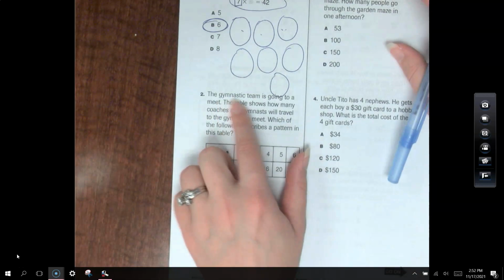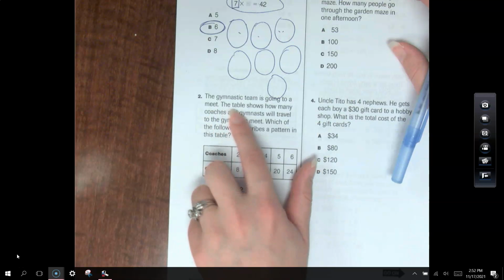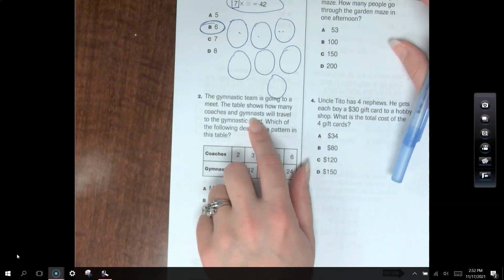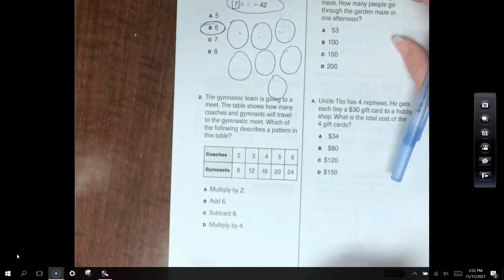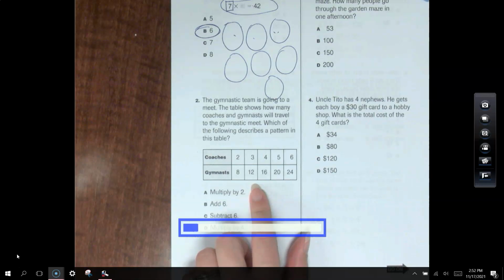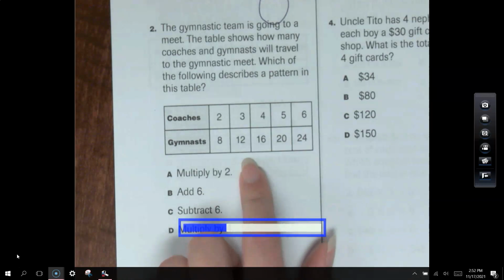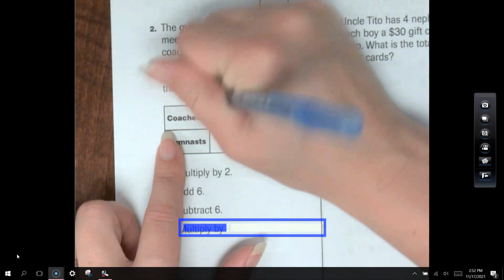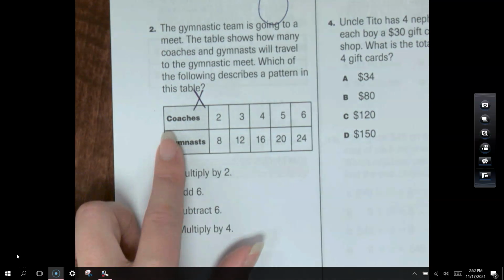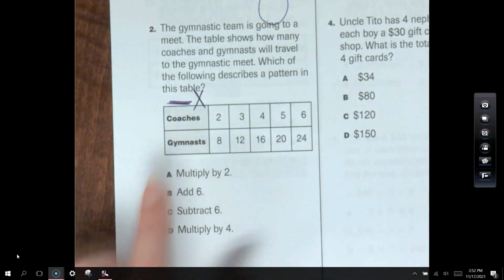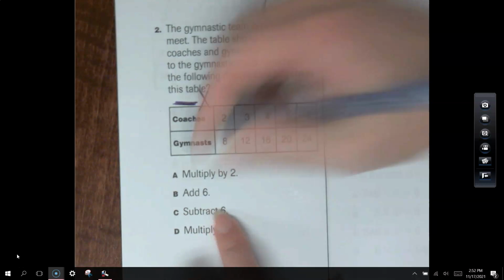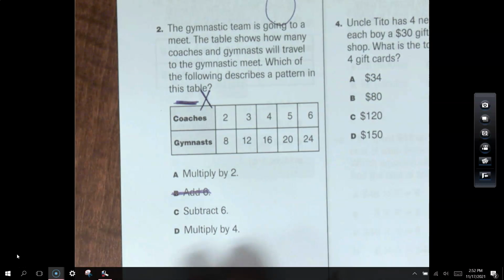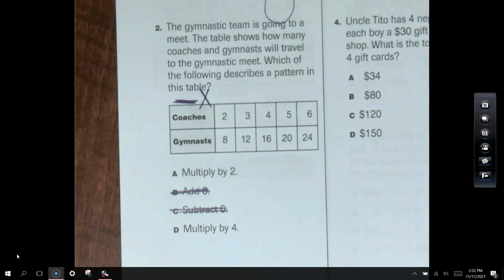All right, the gymnastics team is going to a meet. The table shows how many coaches and gymnasts will travel to the gymnastic meet. Which of the following describes a pattern in this table? Well, what kind of tables are these? When we first learned these at the beginning of the chapter, we learned that these tables are always multiplication. And we always put a line right beside our multiplication symbol. Well, if these tables are always multiplication, that means that adding 6 cannot be right, and it also means that subtracting 6 cannot be right, because these are always multiplication.